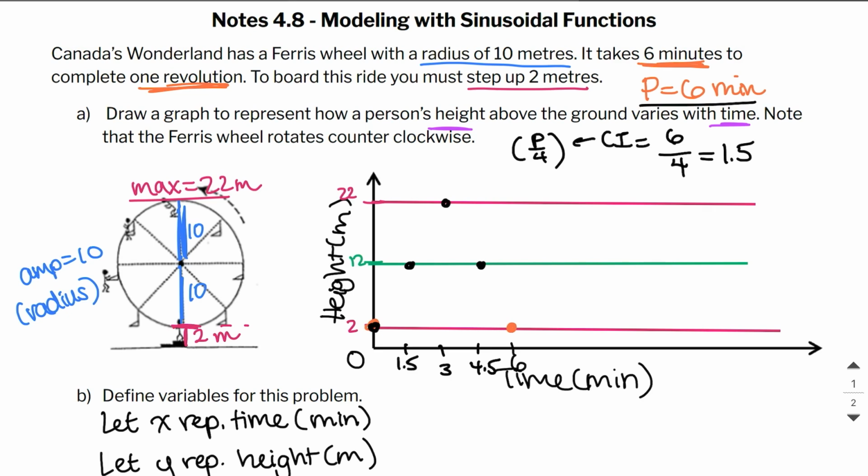And then we can kind of show that again. Another critical interval of 1.5 would bring us to 7.5. Another would bring us to 9. Another would bring us to 10.5. And then lastly, we are at 12. And we're just going to do it all over again. So this is kind of a sketch of what's happening here.